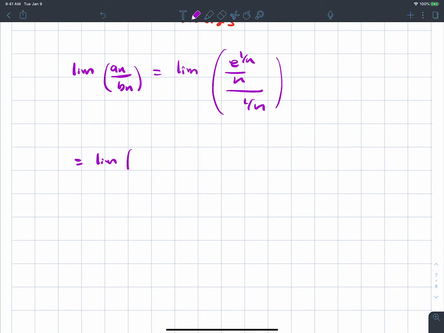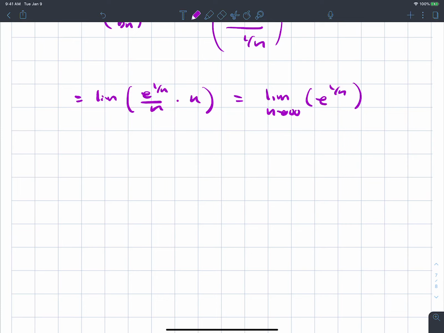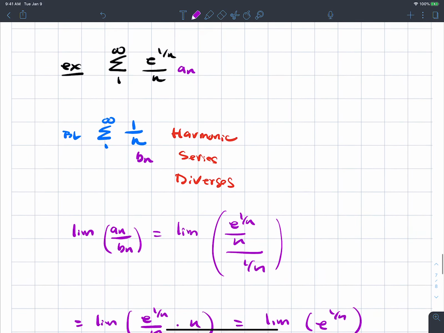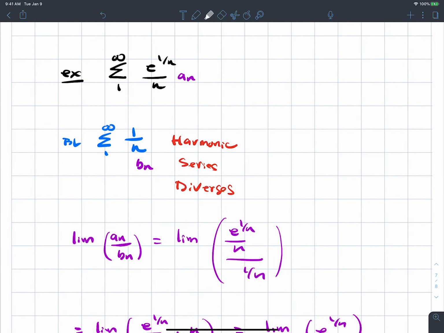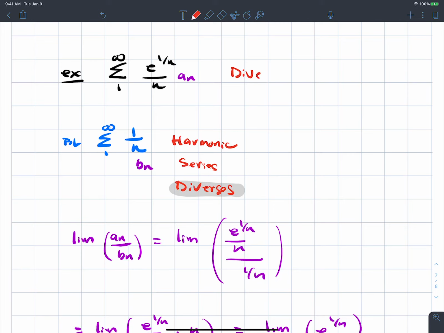Which is the limit of e to the 1 over n times n, which really is the limit of e to the 1 over n. So I was able to get rid of that term. And so what we know here is as n gets big, 1 over n goes to 0, which means e to the 1 over n goes to e to the 0, which equals 1. Again, this is finite. That's the c. So this is finite, and since the comparison series diverges, so in fact does the original series. It diverges.